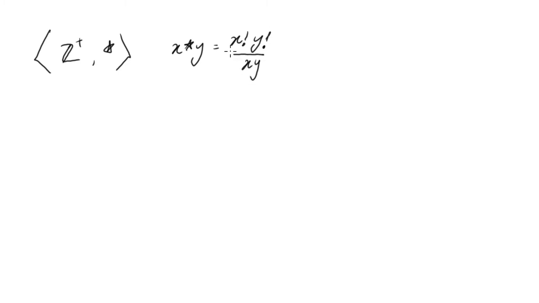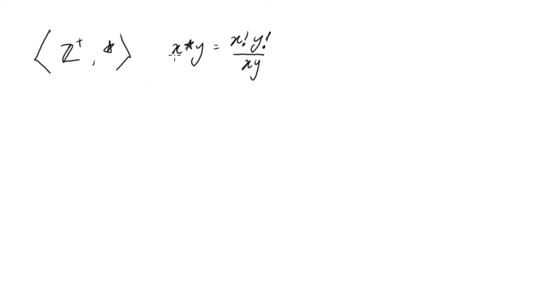Okay, so we're going to have a look at question 2. We need to determine whether each set is closed under the following binary operation. For the first one, we have the group of the positive integers defined under the binary operation star, where x combined with y is equal to x factorial multiplied by y factorial over xy. So we need to determine whether this set is closed.